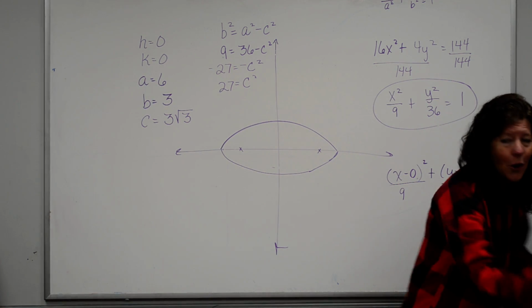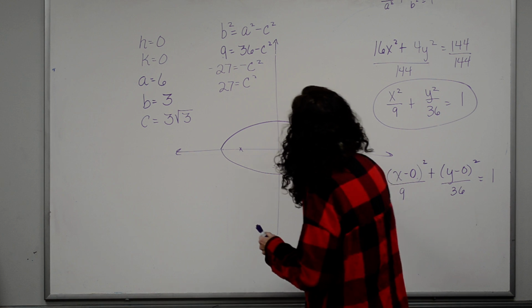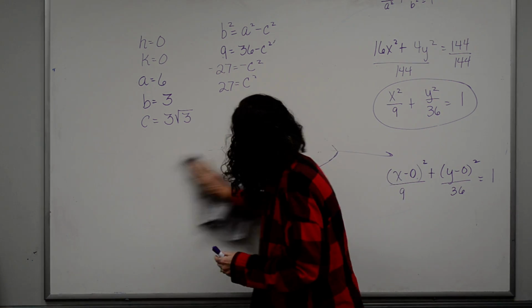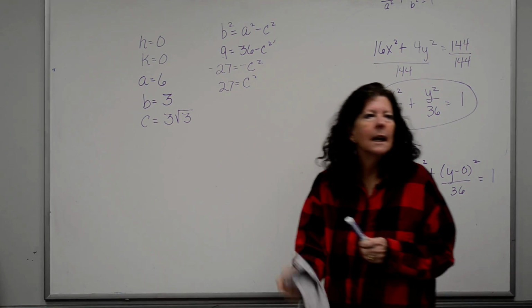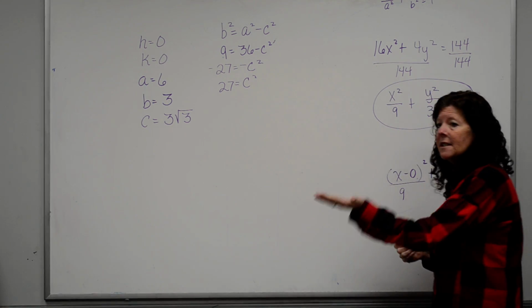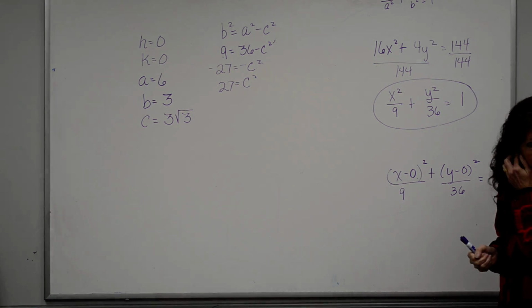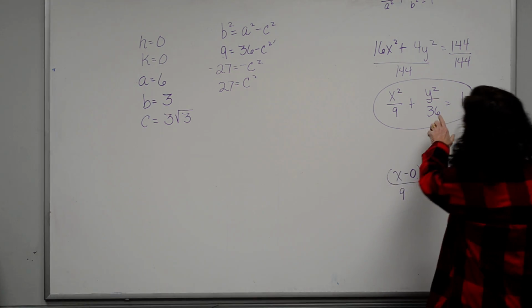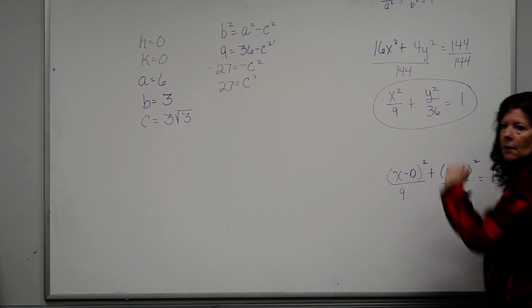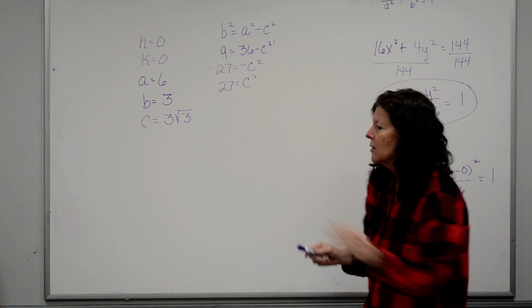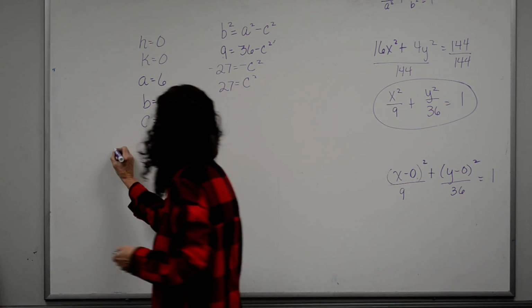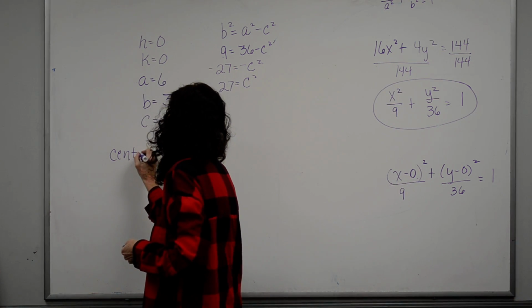Fair enough? I'm going to erase this because it doesn't have anything to do with my problem, and I'm going to go straight down my list. Now, am I on the left-hand side or the right-hand side? The right-hand side, because remember, the larger number is under the y, so my ellipse is going to go like this. On the right-hand side, it asks me for the center. What is the center of this ellipse?